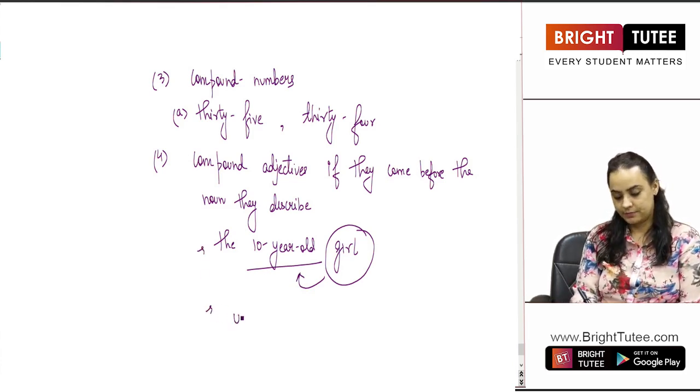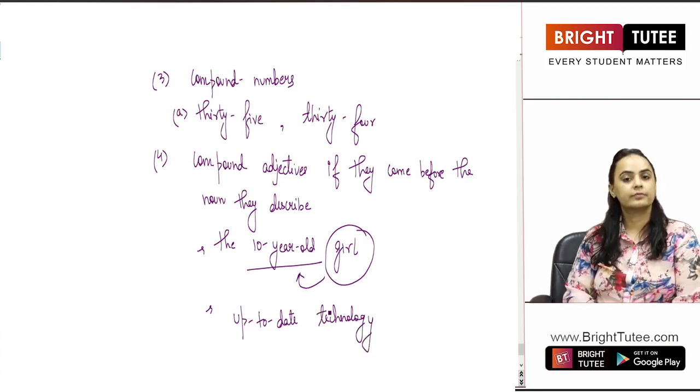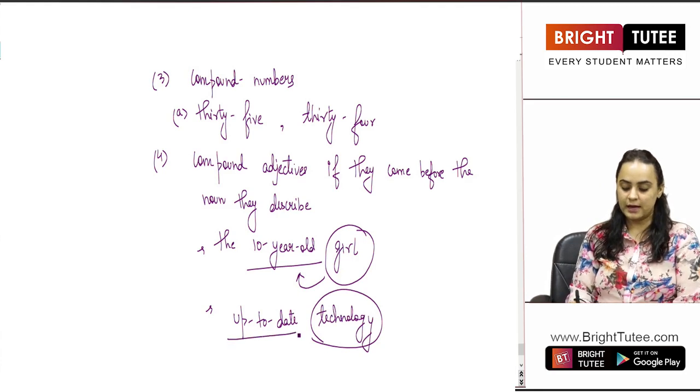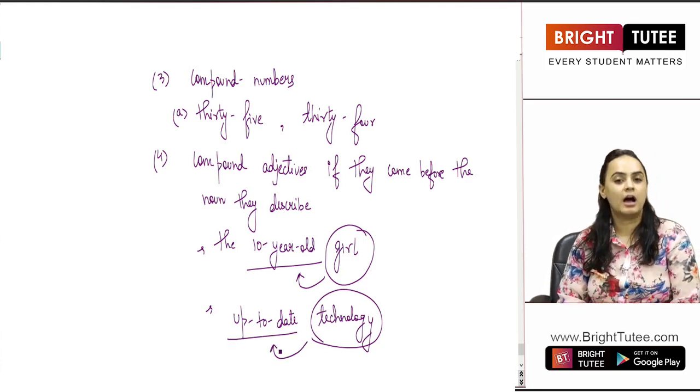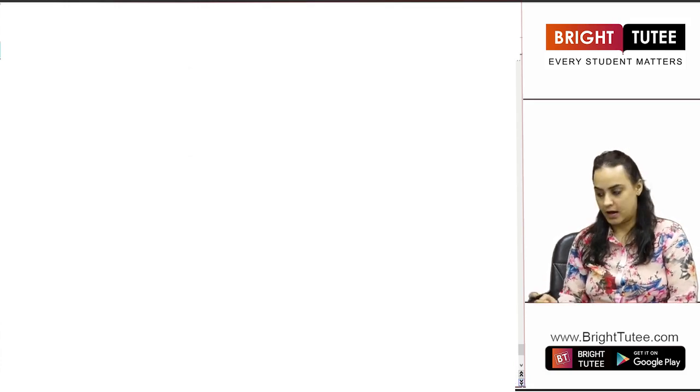If I say up-to-date technology. What is my noun? Technology. What is my compound adjective? Up to date. So these are the three uses of a hyphen.